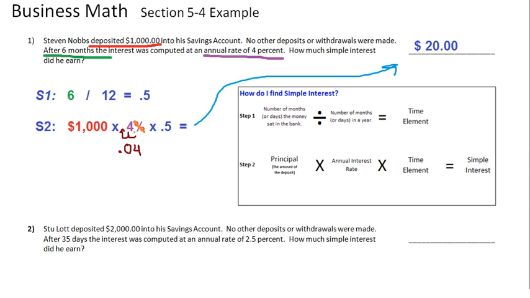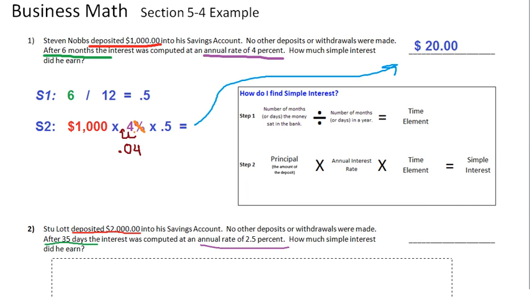Just to be sure that we've got this, let's do number 2. Number 2 is a little bit different. In number 2, we're depositing $2,000 for Stu Lott into his savings account. No other deposits or withdrawals were made. He didn't leave his money in there for months. He left it in there for days, 35 days to be exact. And the annual interest rate was 2.5%. We want to know, how much was the simple interest that he earned?